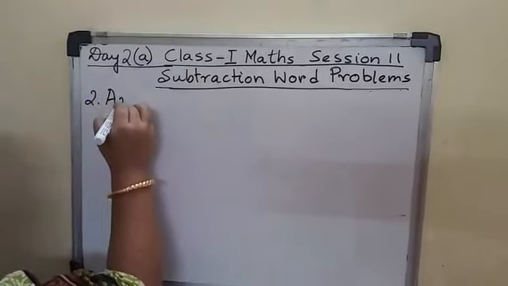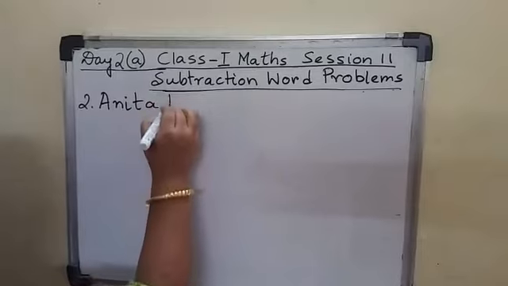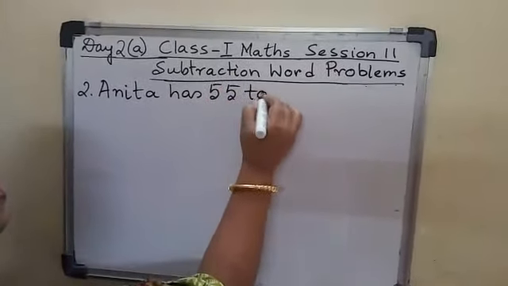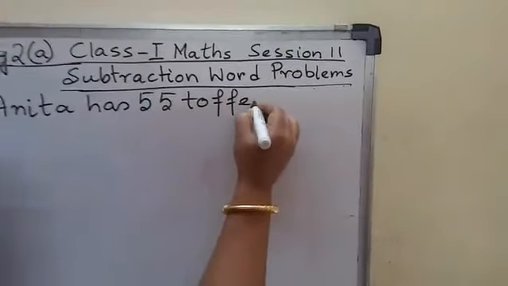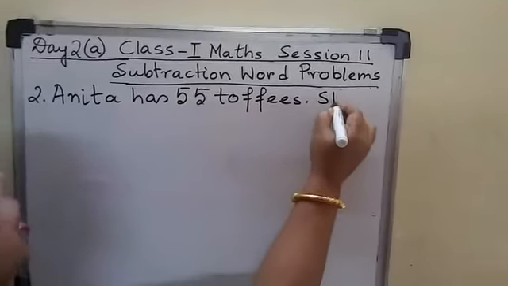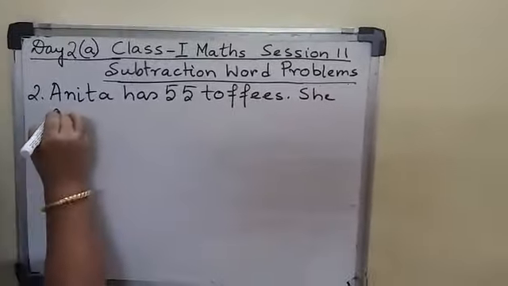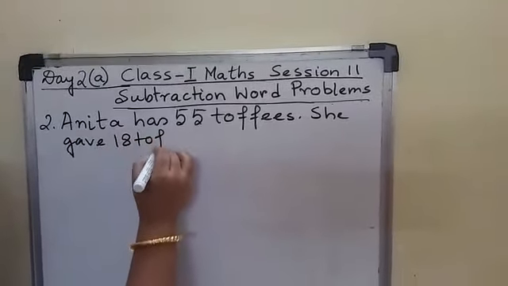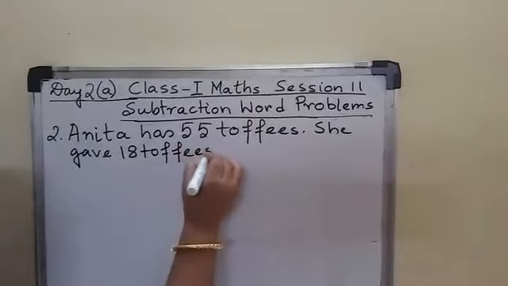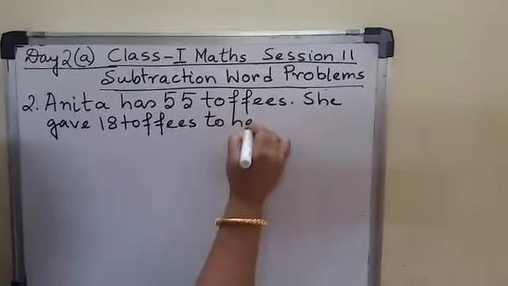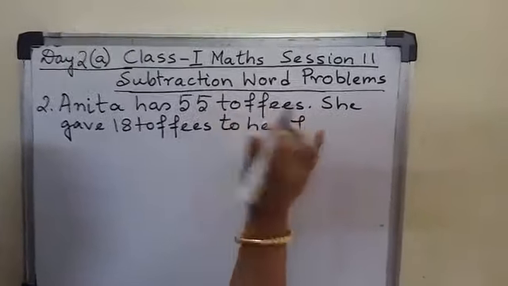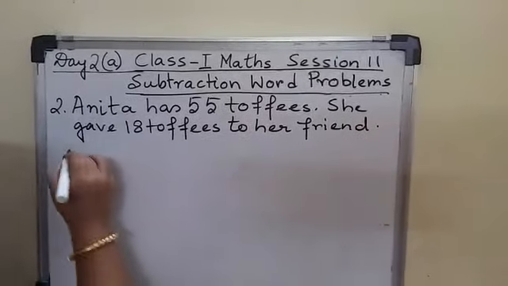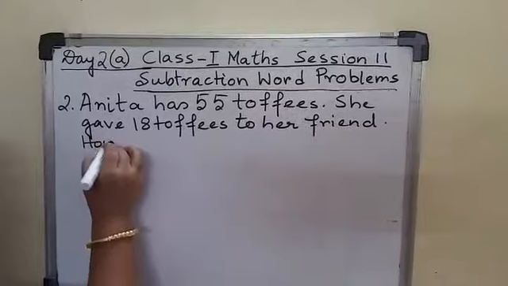Anita has 55 toffees. She gave 18 toffees to her friend. How many toffees were left with her?